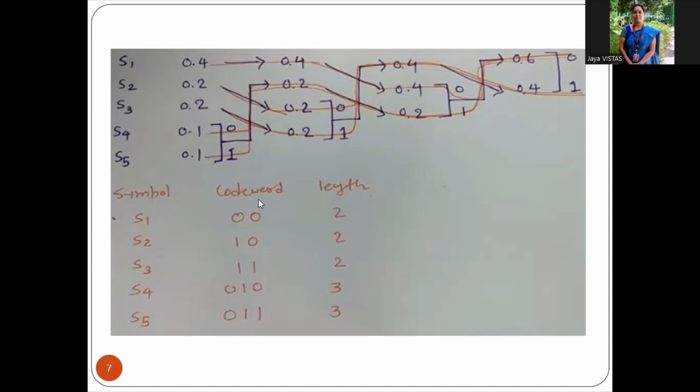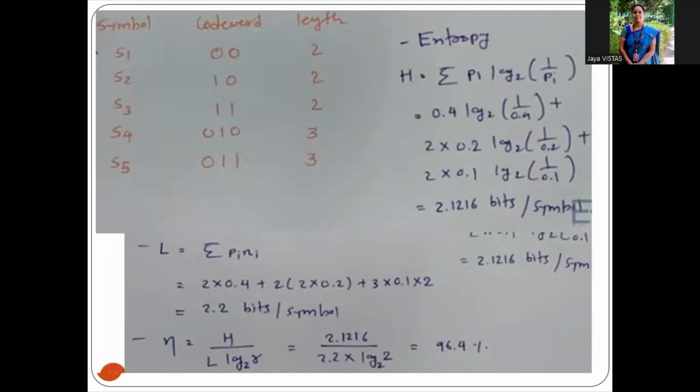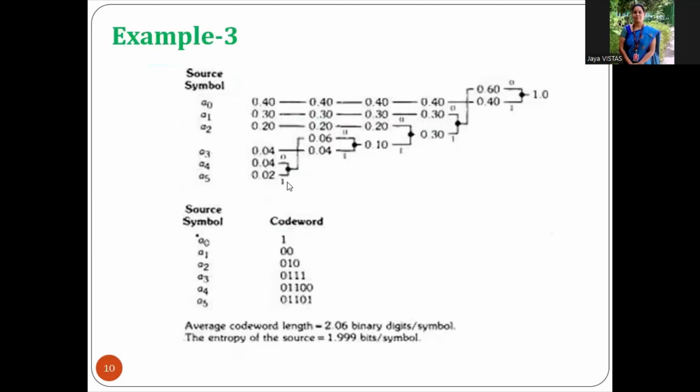Then calculate the number of bits in the code word. S1 is 0, 0, so only 2 bits. Here also 2 bits. This is also 2 bits. Then S4 is 3 bits. S5 is 3 bits. After that, we can calculate the entropy of the source.